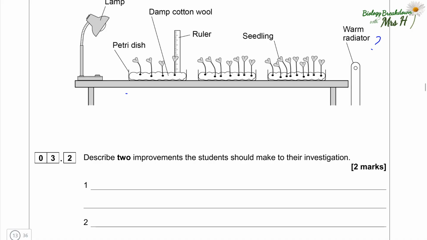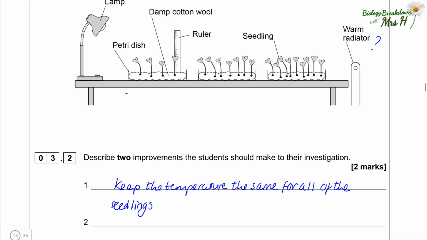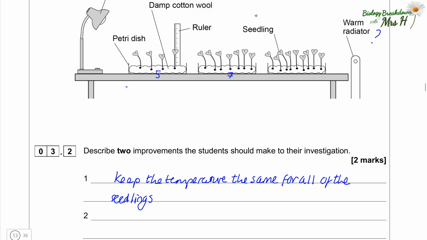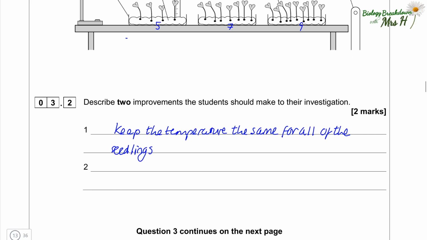Can you see here that there's a radiator at one end and not the other end? So we need to make sure that we keep the temperature the same for all the seedlings. And you might notice also that there's an uneven number of seedlings in each of these Petri dishes. So we do need to make sure there are equal numbers of seedlings in each dish.